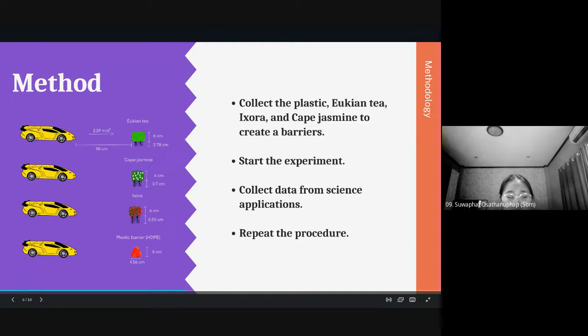You can see on the left, it is our experimental design. This picture shows the distance between the car and the barrier, the size of the barrier, and the acceleration.